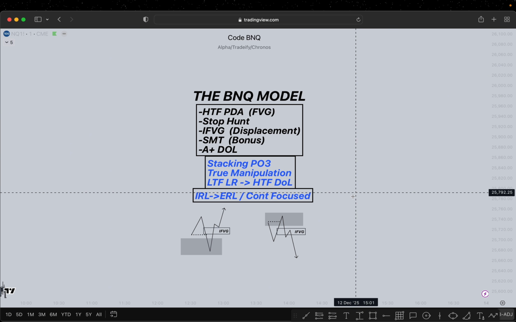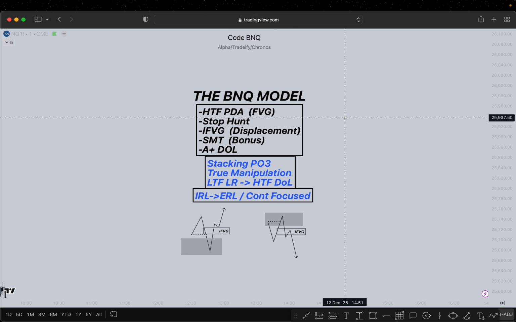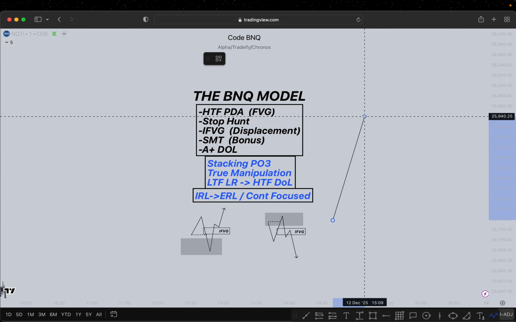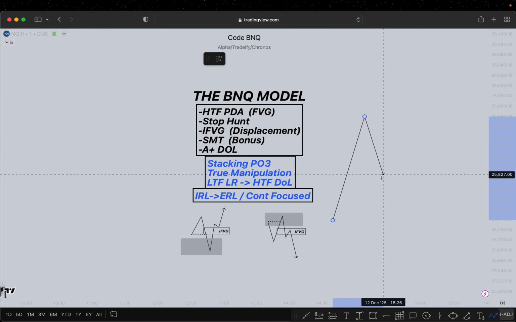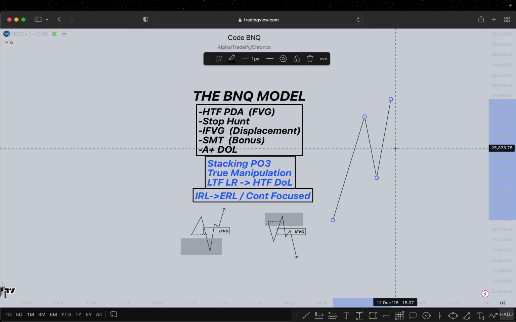And of course, this model is IRL to ERL focused, right? I'm using fair value gaps. I'm not entering off of sweeps of external highs or external lows. Instead, I'm trend trading, right? So we created a displacing leg. We retrace into the internal range liquidity pool, which is going to be that fair value gap. And then we target the external, right?